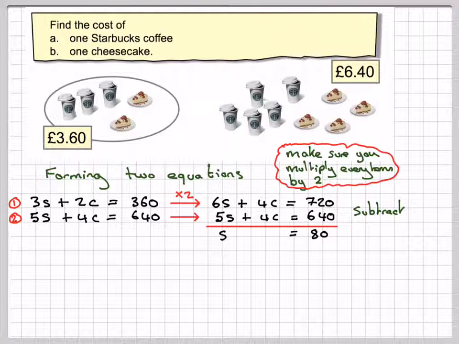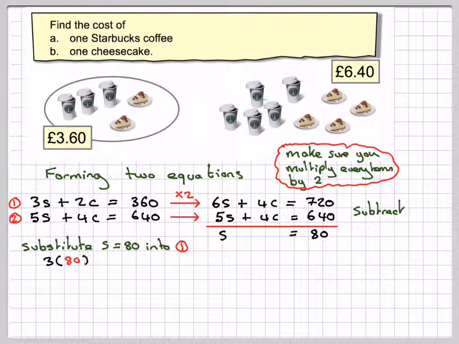So we now know the cost of a Starbucks is 80 pence. To find the cost of a cheesecake, what we need to do is substitute back into one of the 2 equations. So we'll substitute back into 1, and we'll work out 3 times 80 plus 2c, because s is 80, is equal to 360. So we've used this equation here.